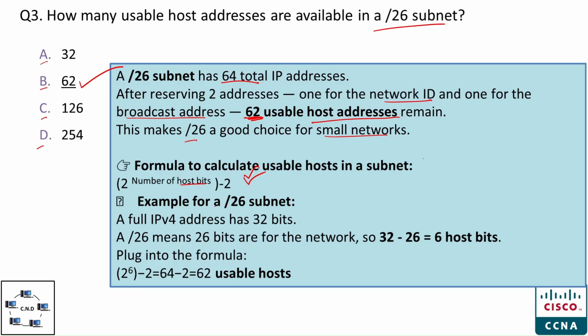In this case, let's suppose we have a /26 subnet. It means that we have a total of 32 bits in an IPv4 address. A /26 means 26 bits are for the network, and 32 minus the network bits equals the host bits, which is 6. Now plug this number into our formula: 2 raised to the power 6 minus 2. This is 64 minus 2, which equals 62 usable hosts. So remember this formula. Write in the comments if you have any doubt or need further clarification.